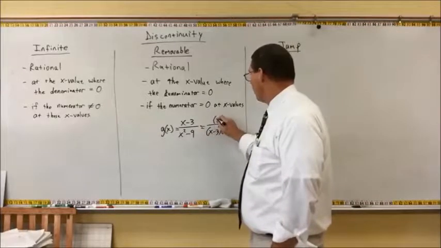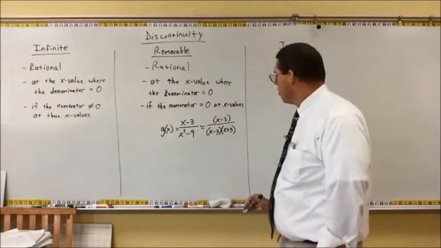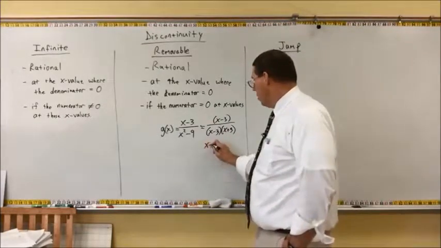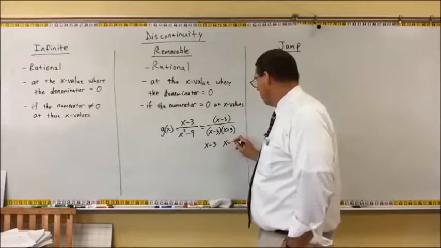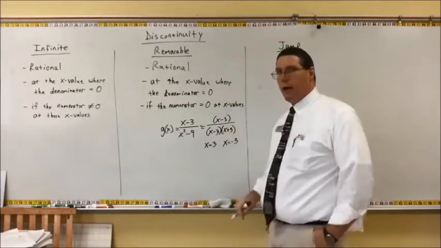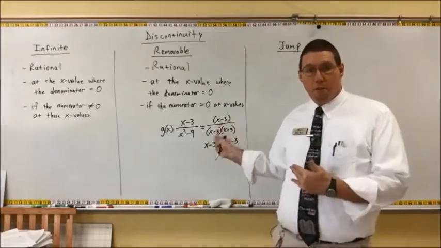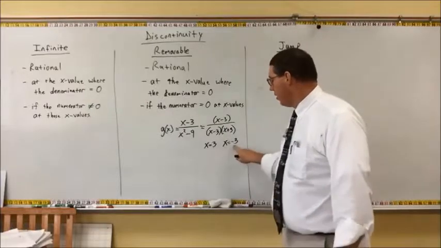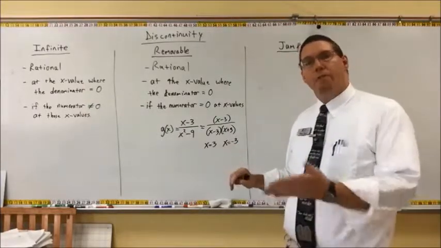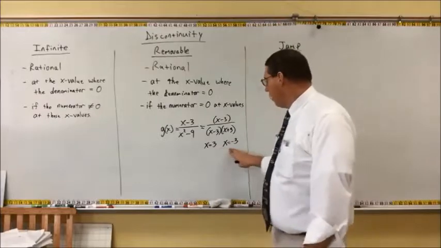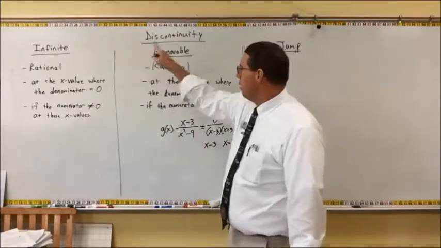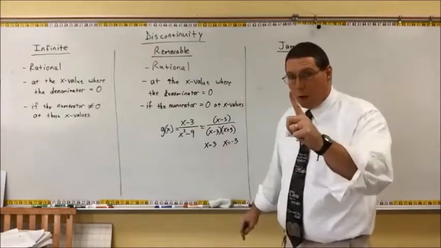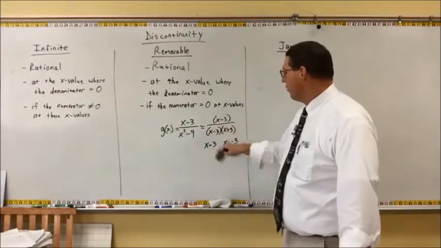And then in the numerator, we have x minus 3. So what's going to cause the denominator to equal 0? Well, there's two x values. X equals 3 and x equals negative 3. Either one of these will cause the denominator to equal 0. And therefore, this function has two discontinuities. One of them is at 3 and the other one is at negative 3. Now, to find out whether each one of these is either an infinite or a removable discontinuity, we will plug each one of these numbers, one at a time, into the function.